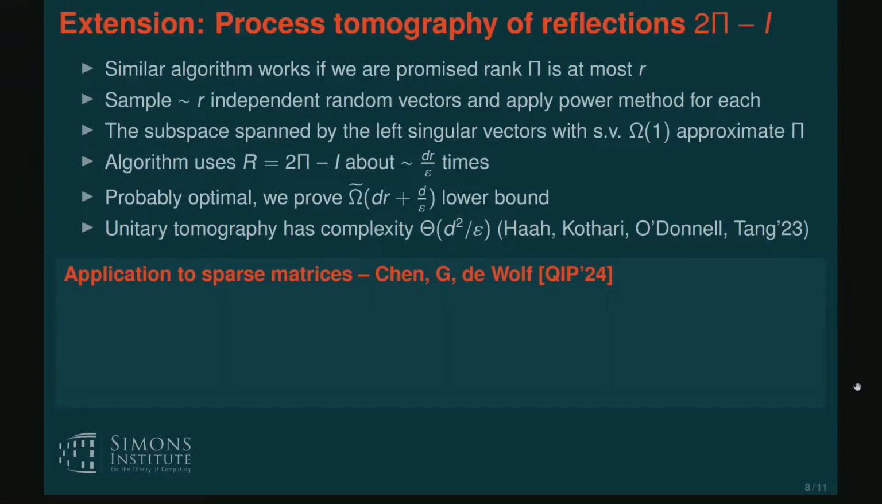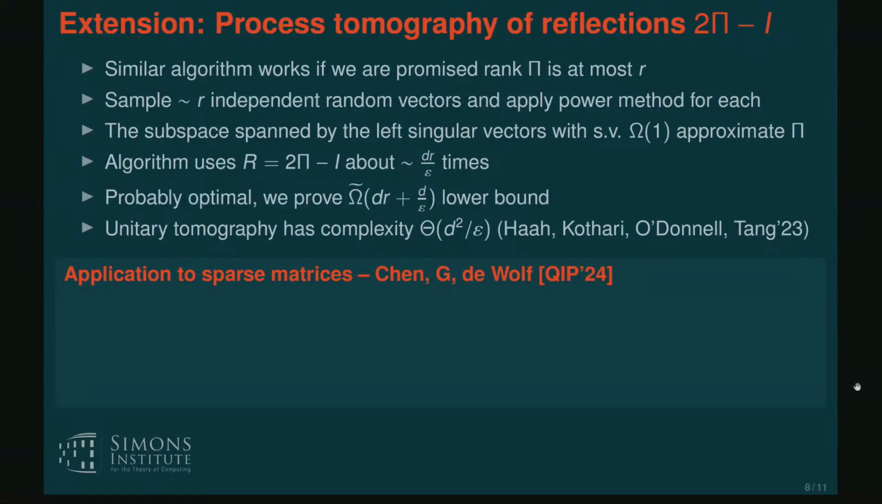And this should be compared with the unitary tomography algorithm that was recently proved by Ha, Kothari, O'Donnell, and Tang. They have a procedure that, given a black box unitary, learns it to epsilon operator norm error with d squared over epsilon queries, or uses of the unitary. Now we have less because it's a reflection around a rank r subspace, so it's a more restricted class of unitaries, and we get a speedup by the rank. And in the worst case, when this is a reflection around, say, roughly d over 2 dimensions, then you cannot do better, it seems, than resort to the general algorithm, which was entirely general.